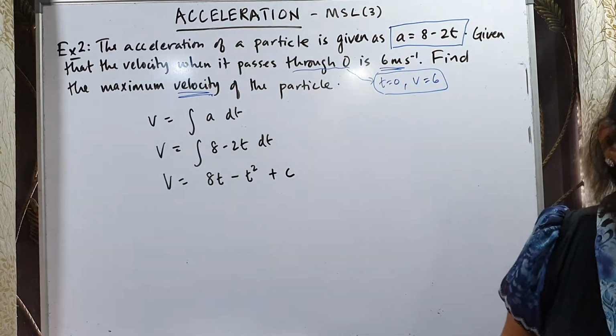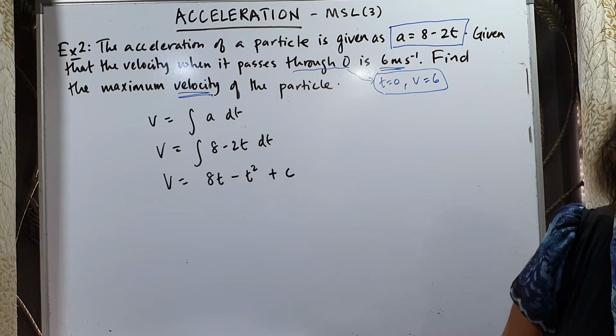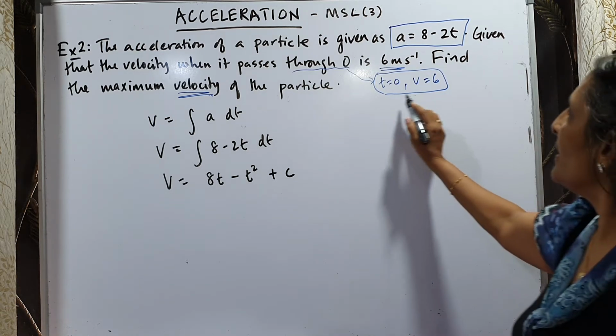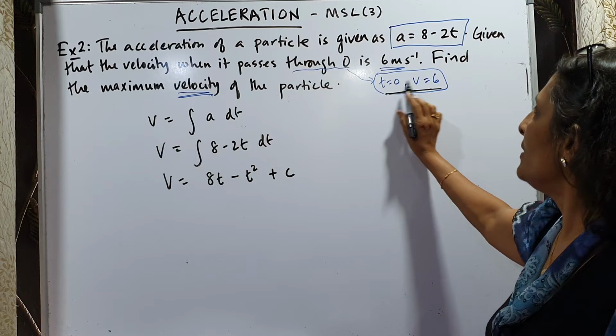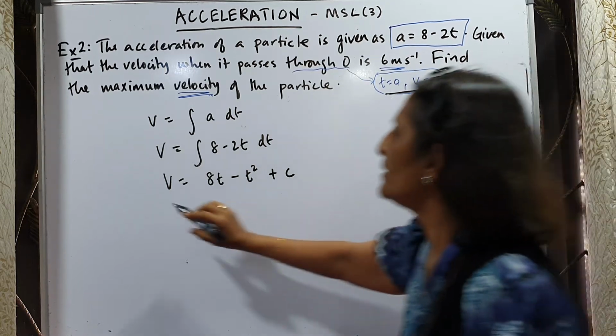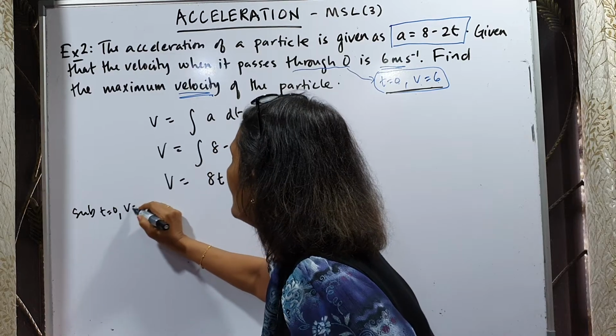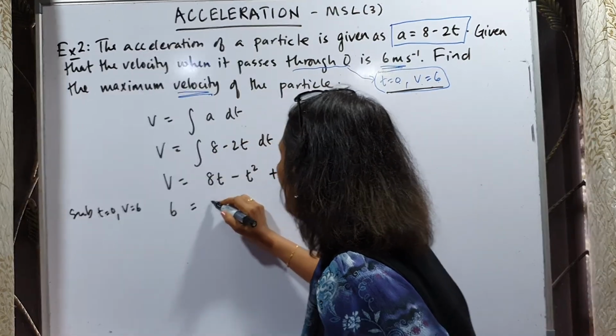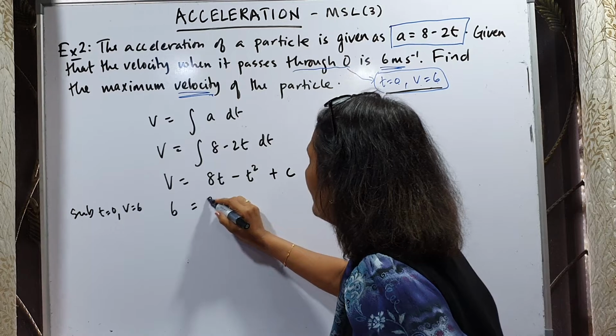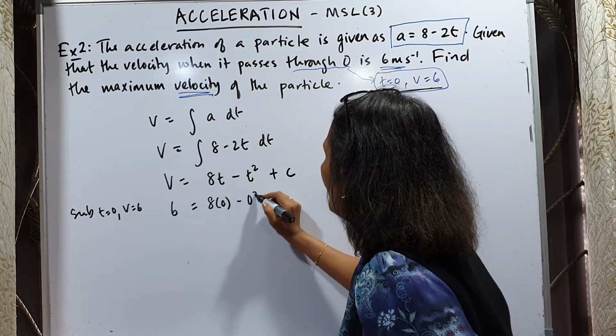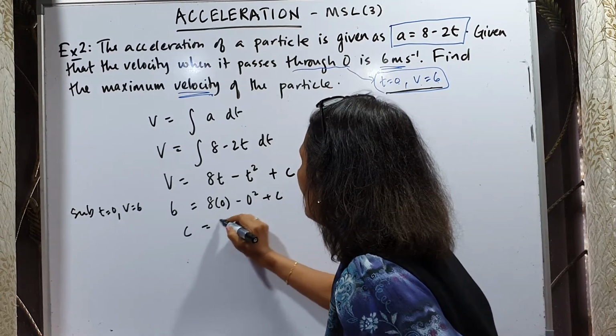Okay, now how do we find the c? To find the c, we are going to put in this information that we know. When v is 6, t is 0. So we sub t is 0, v 6. Okay, so 6 equals to 0, 0, plus c. So you get your c is 6.